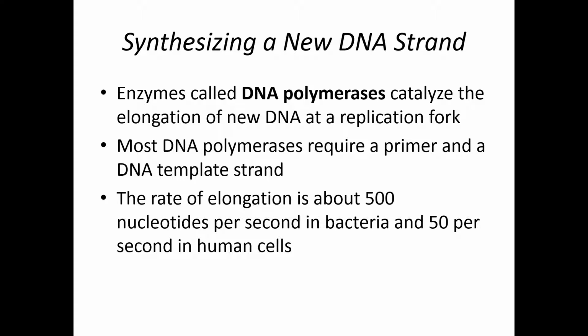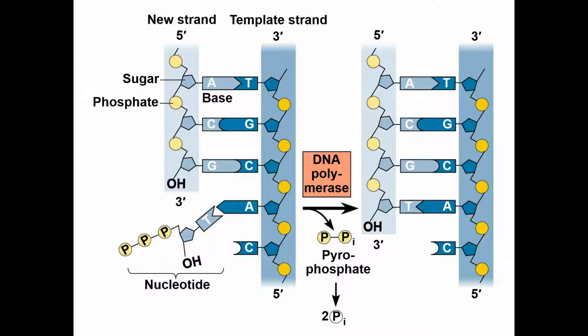So the function of DNA polymerase is to elongate the newly synthesized strand of DNA. DNA polymerase requires two things. It requires an RNA primer and a template strand. So here you're being shown your template strand and your newly synthesized strand of DNA. Here you have your free 3' hydroxyl and your pre-existing newly synthesized strand. And here you have the addition of a new nucleotide.